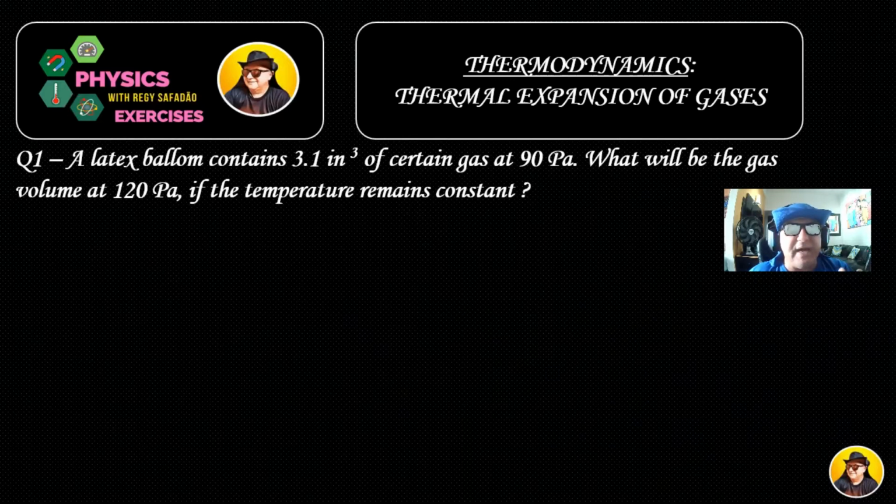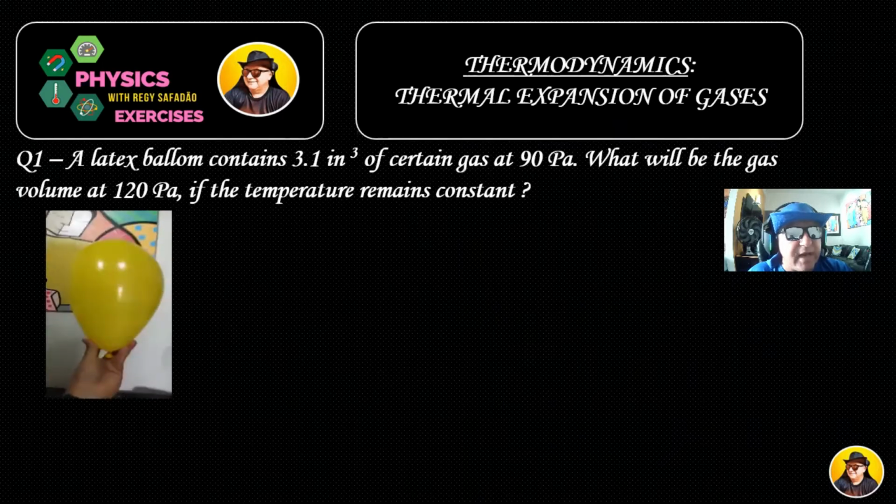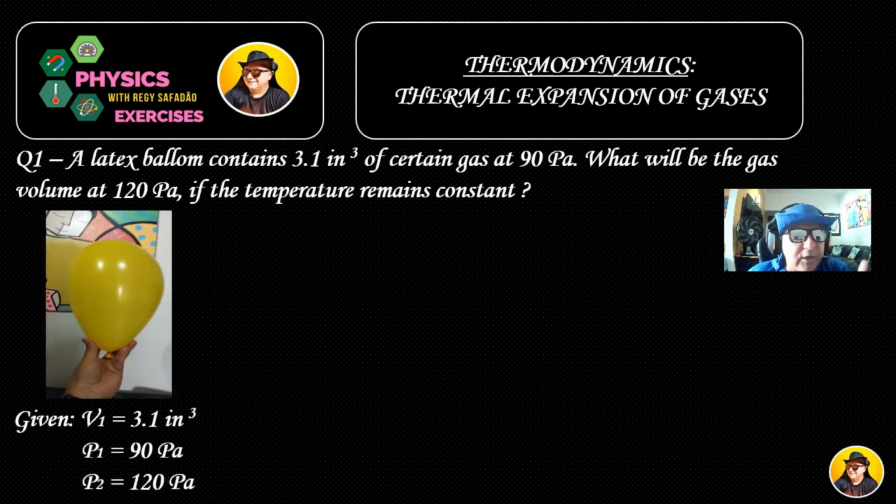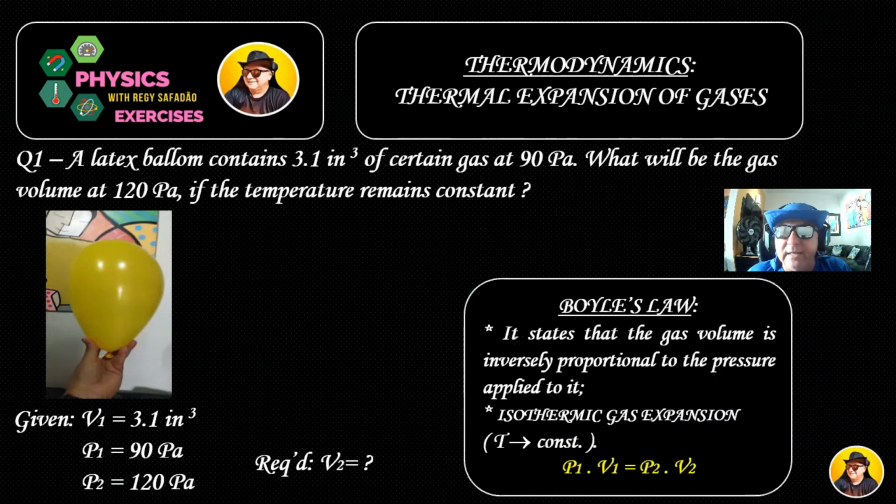A latex balloon contains 3.1 cubic inches of certain gas at 90 Pascal. What will be the gas volume at 120 Pascal if the temperature remains constant? Pay attention. This is just an illustrative picture, but if the temperature is constant, we are talking about what was given. V1, 3.1 cubic inches, P1, 90 Pascal, P2, 120 Pascal. And as I told you, what is required? V2, okay? And if the temperature is constant, we are talking about Boyle's law.